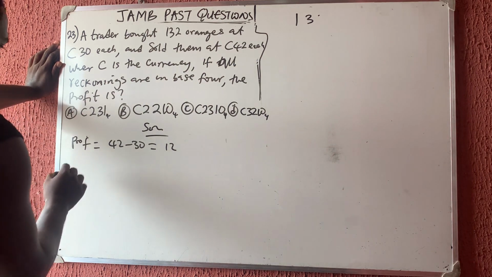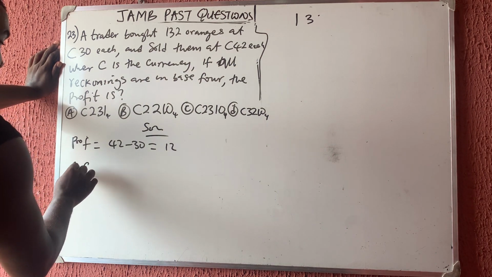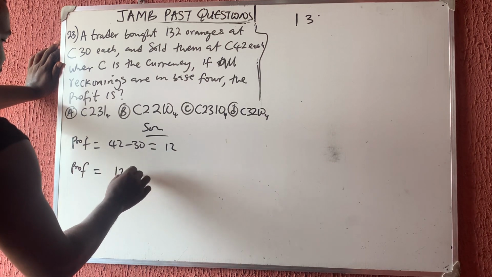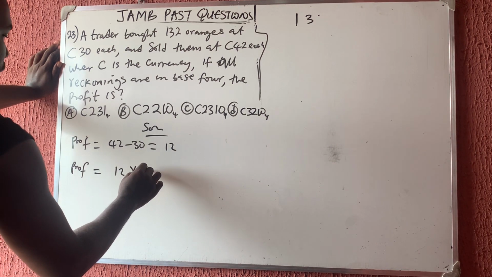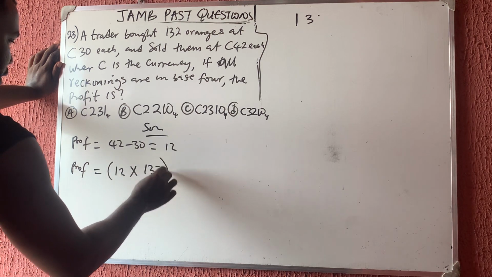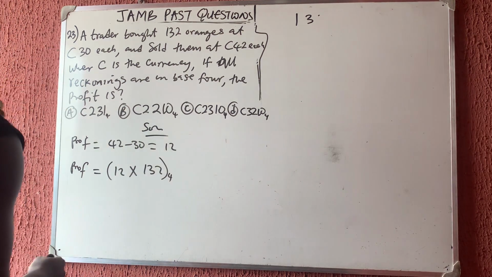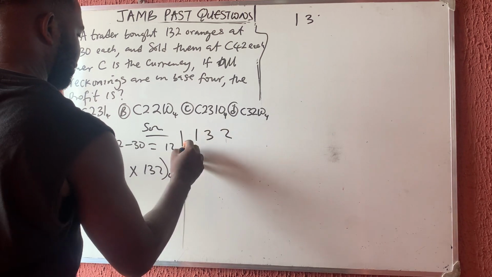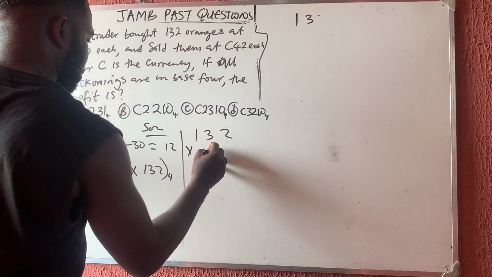Since they are all in base 4, this is what he makes for one. So his total profit should be 12 times the 132 oranges he bought. They are all in base 4, so let us multiply this in base 4. I'm going to have 132 times 12.